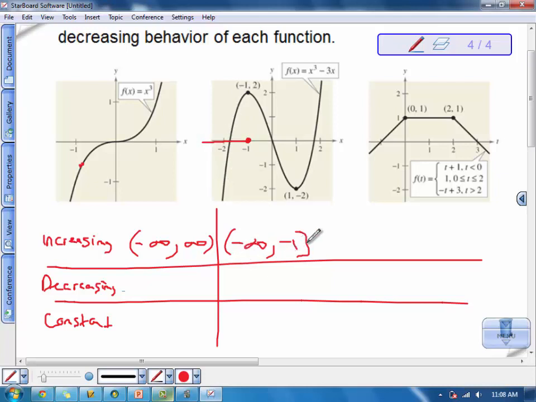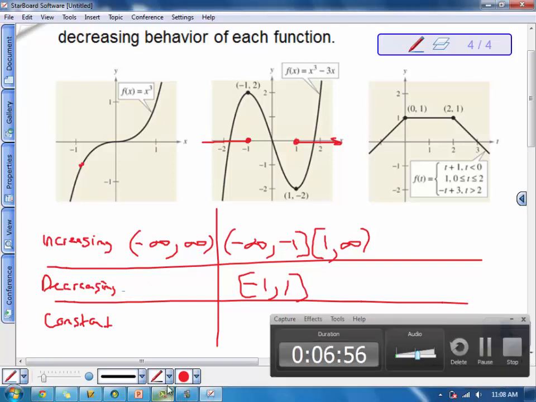It's also increasing from this point all the way up to positive infinity. So I would say from 1 to positive infinity. For any of these x values, the y is getting bigger. It's decreasing from -1 to 1. Here in the middle, it's decreasing for all of these points, and you can include the endpoints as well, because it is decreasing for -1 and the point that's slightly bigger than -1. Okay, it's never constant.